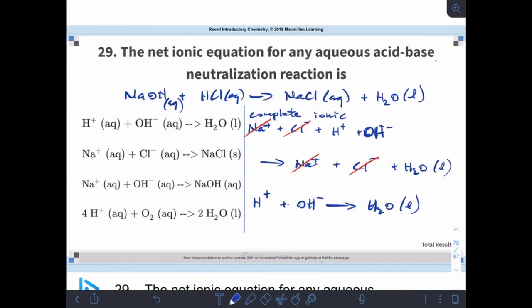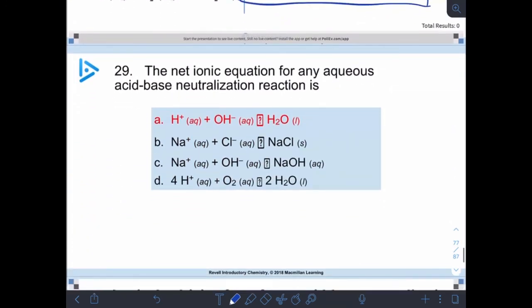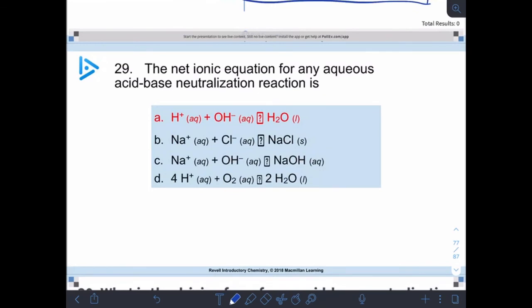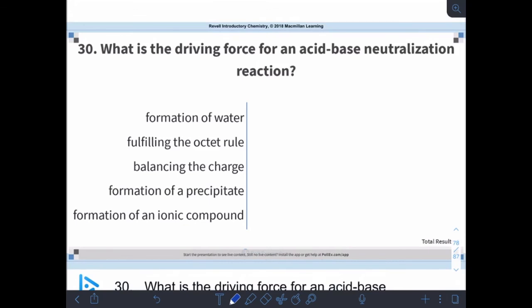Okay. Acid-base neutralization reactions always have the same net ionic equation, which is this top one right here. Okay, what is the driving force for an acid-base neutralization reaction? We talked about this as the formation of water.